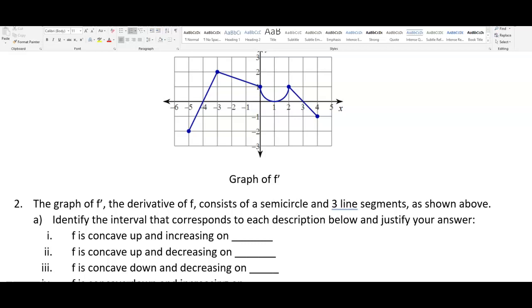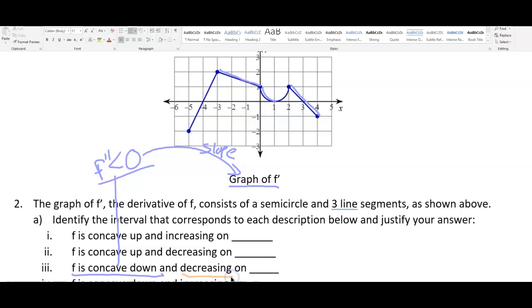For number 3, where is f concave down? So now I'm going to transition here. Concave down. F is concave down when f double prime is less than 0. F double prime is the slope of f prime, which is the graph we're looking at. So when is the slope of this graph less than 0 or negative? The slope of this graph is negative here because it's sloping downwards, here, and here. So there are 3 regions where the graph is sloping downwards, and therefore on those intervals f double prime would be less than 0. Okay?